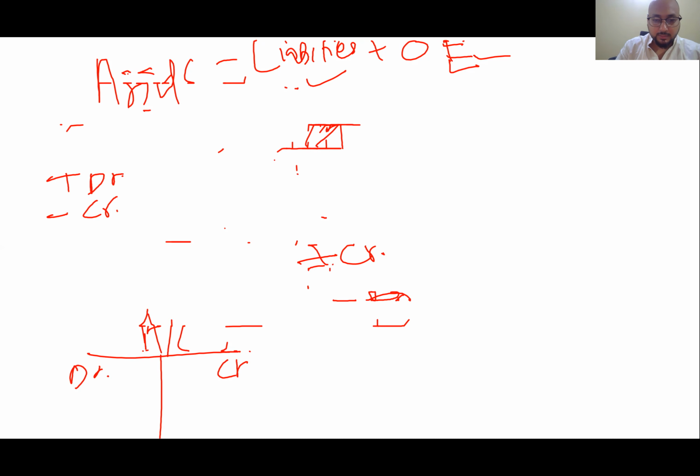I think my touch is not responding properly, so let me use the mouse here. Similarly with owners' equity: increase, credit; owners' equity decrease, debit.